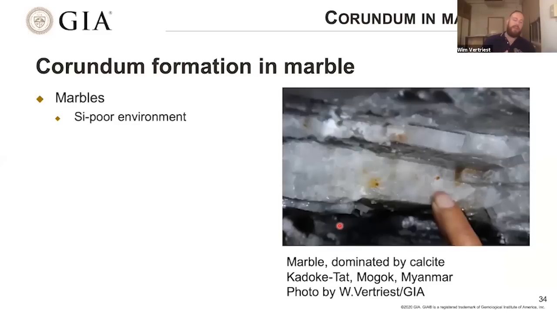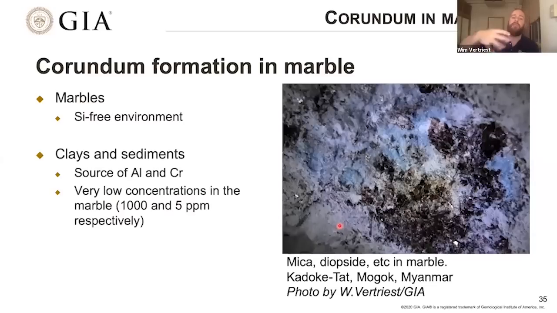Now, if we go a little bit more technical and we look at how to form corundum in marble, we'll just go over the checklist real quick. So we have a marble dominantly consisting of calcium carbonate or magnesium carbonate, but there's no silica there. So we have that silica-poor environment. There is no silica that can suck up the aluminum and build some other crystals with it. Now, even if you have that, you have your clays and your sediments that are a source of aluminum and chromium, but they're at a very low concentration.